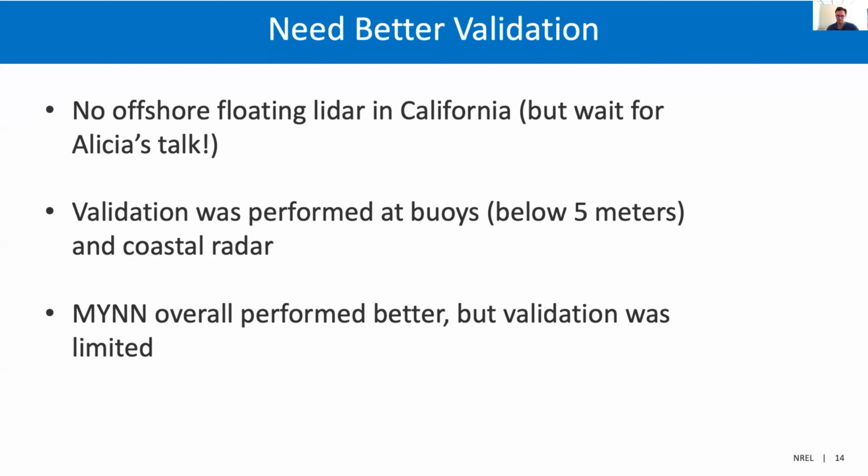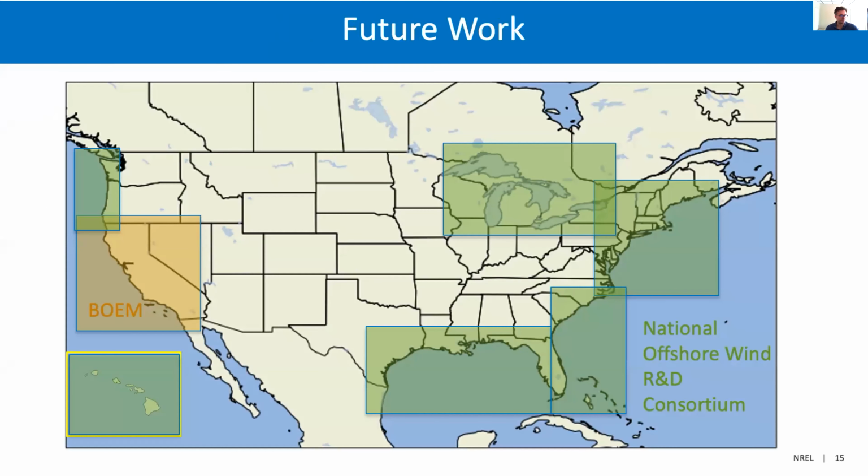Very quickly, future work: we want to cover all offshore areas. With BOEM Pacific funding, we've done the California resource data set that's available. And over the next year or a year and a half, 2 years, we'll be filling out every offshore region using an award from the National Offshore Wind R&D Consortium.